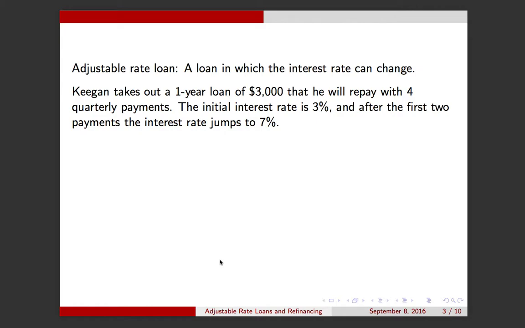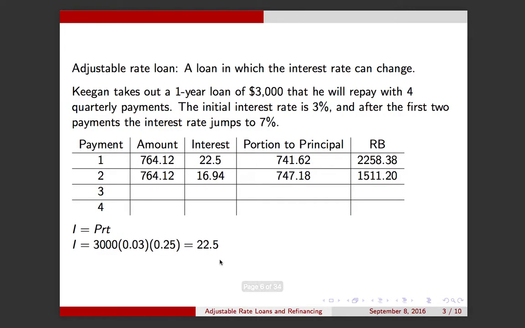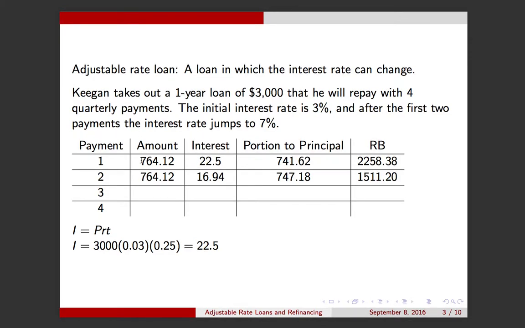Suppose the initial APR is 3%. But after the first 2 payments, the interest rate rises to 7%. What does that look like in terms of the loan? Well, let me just start building an amortization table. So I will just tell you that his payment amount is 764.12. So just accept that as a given. That's the payment on a 1-year loan of $3,000, APR 3%, quarterly payments. Okay, so just take that as a given.